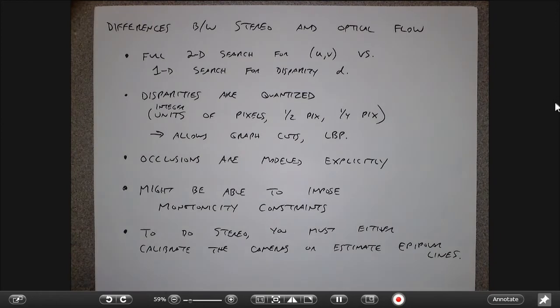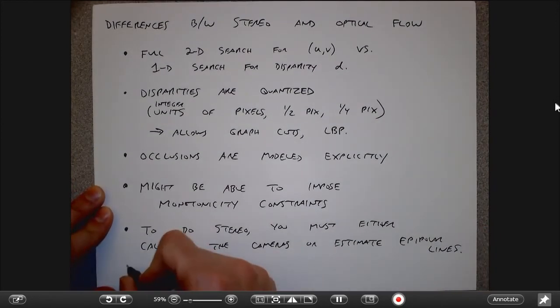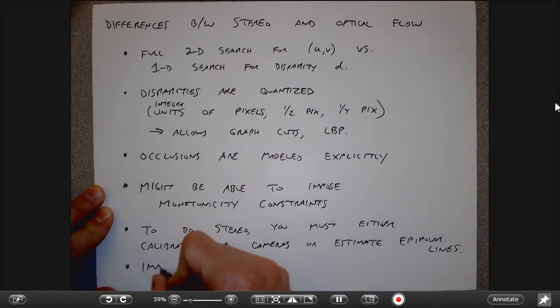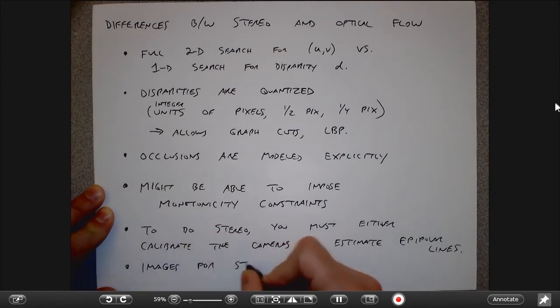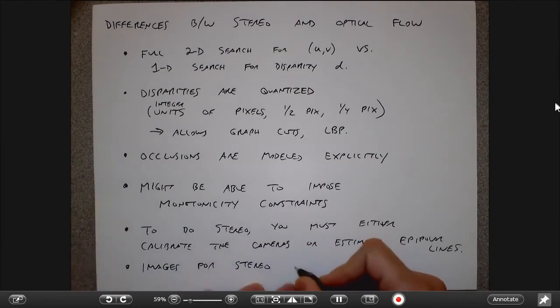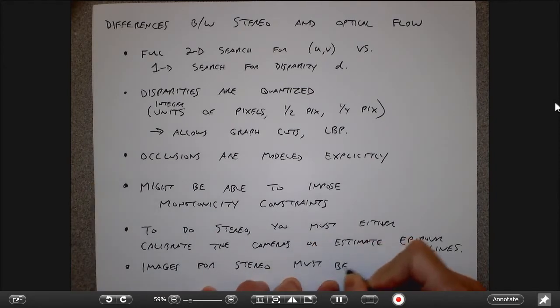Okay. The final thing is that it's critical to note that the images for stereo must be taken simultaneously.